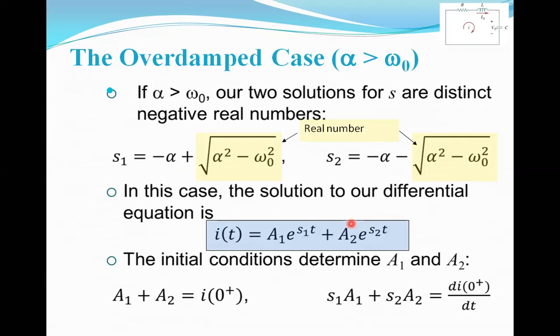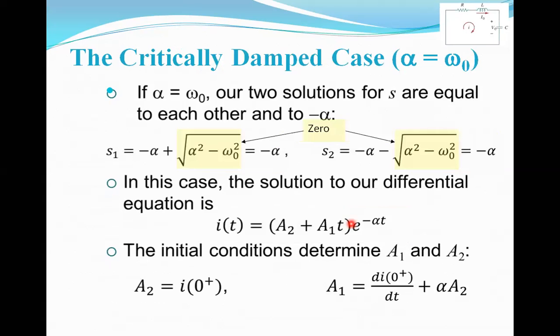So here, the next is the critically damped case where we say that alpha is equal to omega naught. So if alpha is equal to omega naught, our two solutions for s are equal to each other and equal to minus alpha. So s1 is equal to minus alpha and s2 is also equal to minus alpha. So in this case, the solution to our differential equation I will be equal to what? A2 plus A1 into t into exponential of minus alpha t. And according to the initial conditions, A2 will be equal to I and A1 will be equal to dI by dt plus alpha A2.